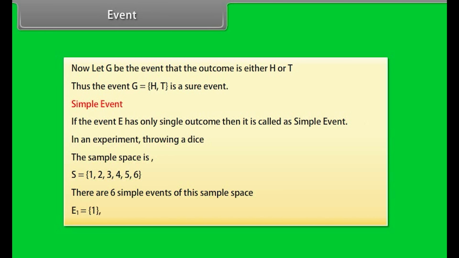E1 is equal to 1. E2 is equal to 2. E3 is equal to 3. E4 is equal to 4. E5 is equal to 5. And E6 is equal to 6.